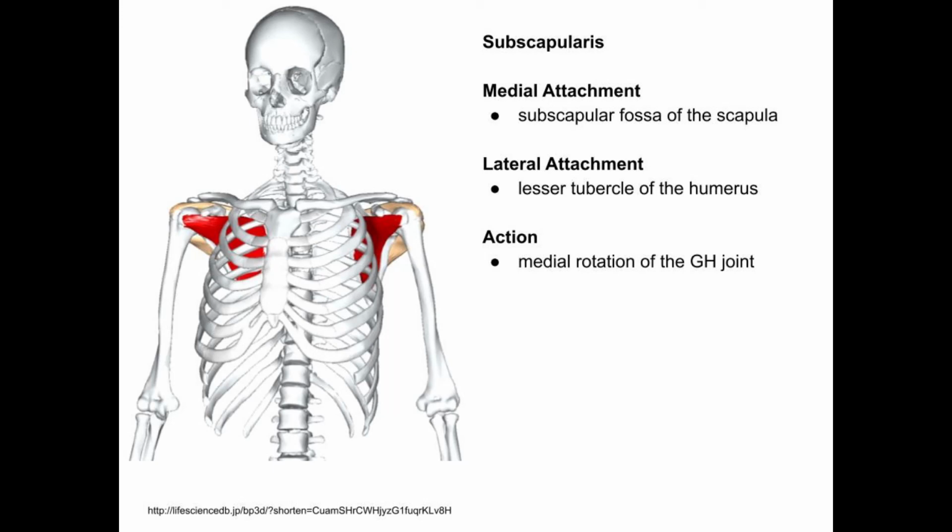It has a similar line of pull as the teres major in the fact that it runs along the medial surface of the humerus to attach anteriorly. From anatomical position, it has only one primary action, which is medial rotation of the GH joint, meaning it will rotate the anterior surface of the humerus towards the midline of the body in the transverse plane.